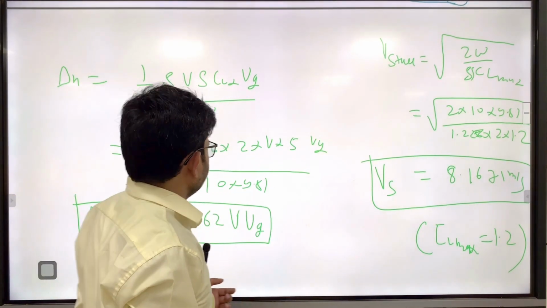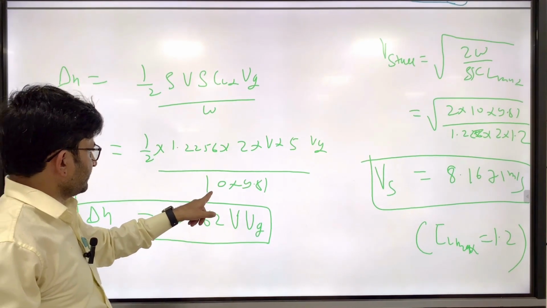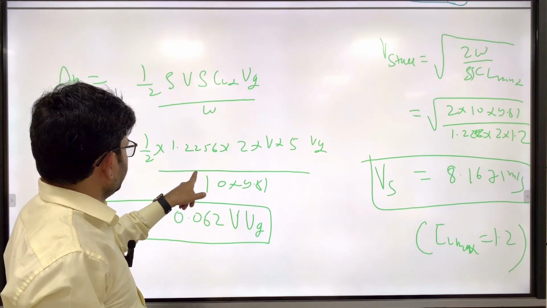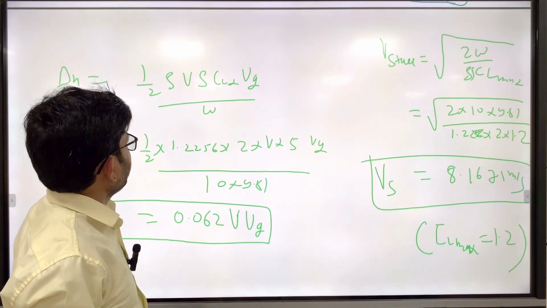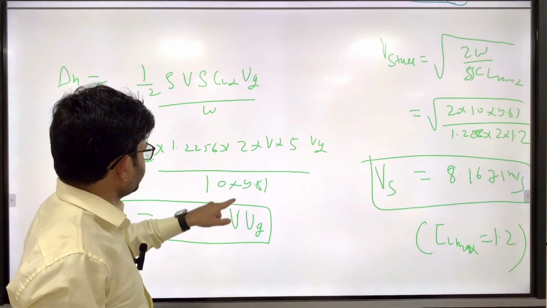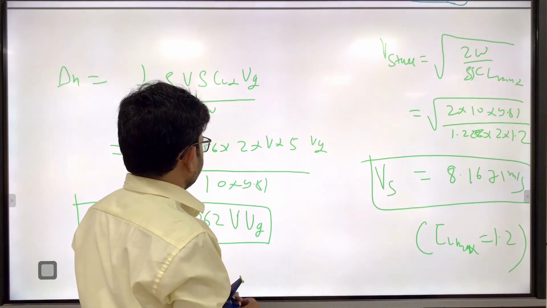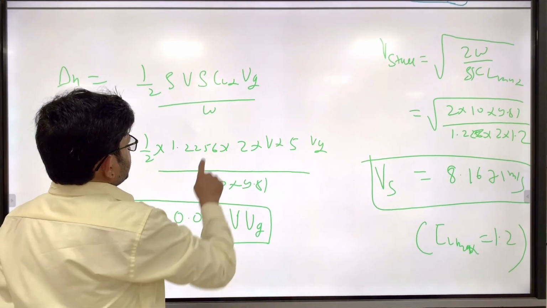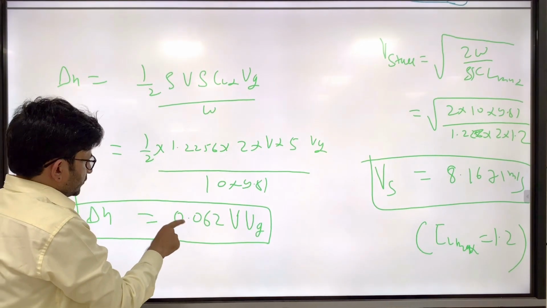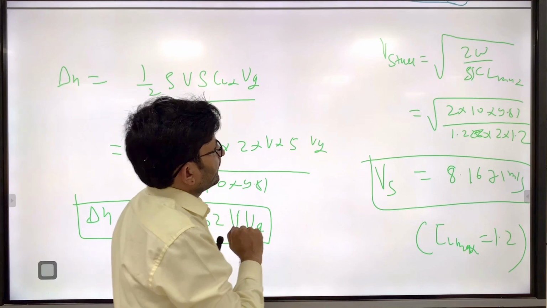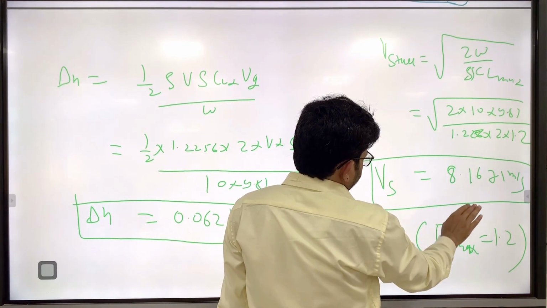Now we'll take some numerical examples. Consider the weight of an aircraft is 10 kg, density 1.2256 is the sea level density, and wing area is 2. That means wing loading is 10 by 2, which is 5, right? So it is a very small UAV aircraft. CL alpha is 5 per radian. You will find delta n equal to 0.062 V into Vg. Stall speed you can find out. Take CL max 1.2. You will get 8.16 meters per second.